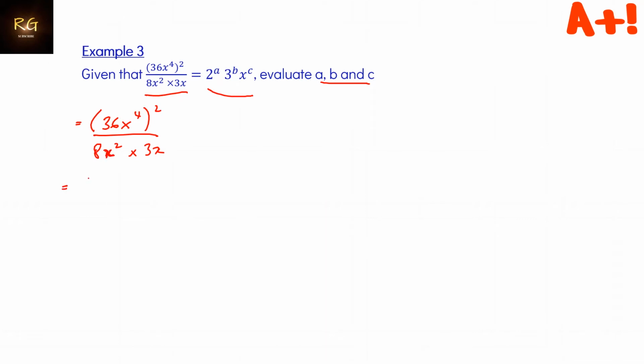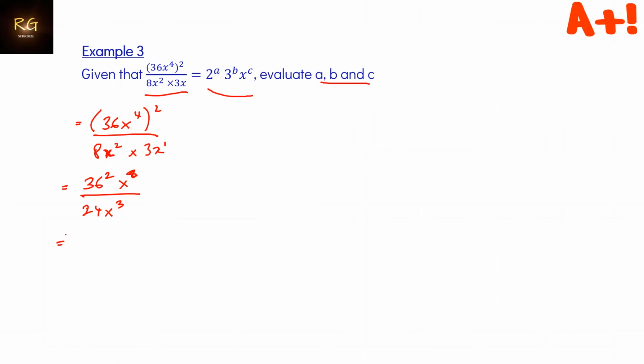So 36, we need to write it as 36 to the power of 2, and then x to the power of 8, because 4 needs to multiply with 2, so it is going to be 8. And then divide by, since we need to multiply together 8 and 3, which is going to give us 24. And then x and x we can multiply together also by just adding the power. Here the power is 2, here the power is actually 1, right? So 2 plus 1 is 3. It's pretty straightforward, not that hard.